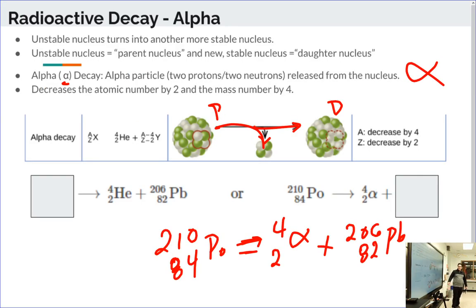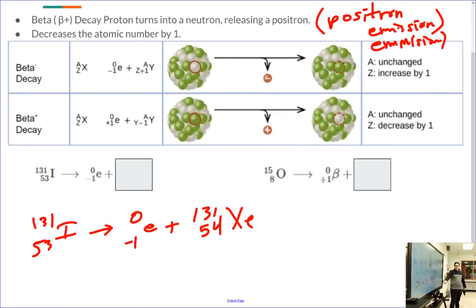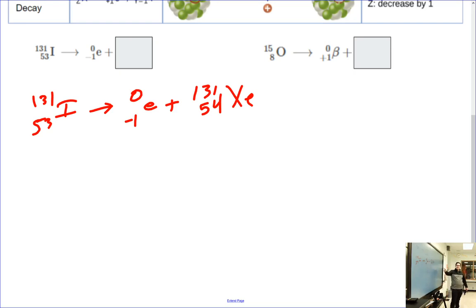Yep. That's why it's dangerous. And polonium, when it goes through radioactive decay, turns into lead. Iodine-131, when it goes through radioactive decay, what does it turn into? Xenon. Cool?